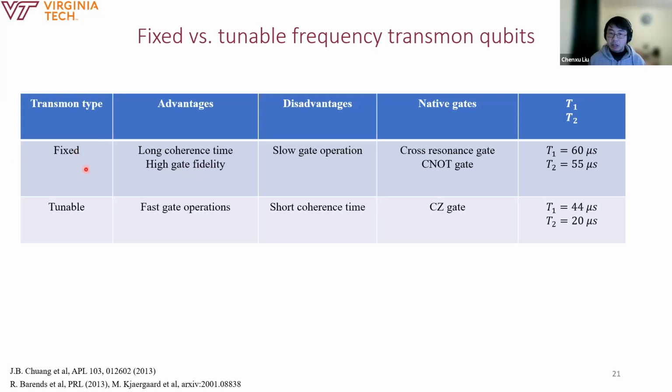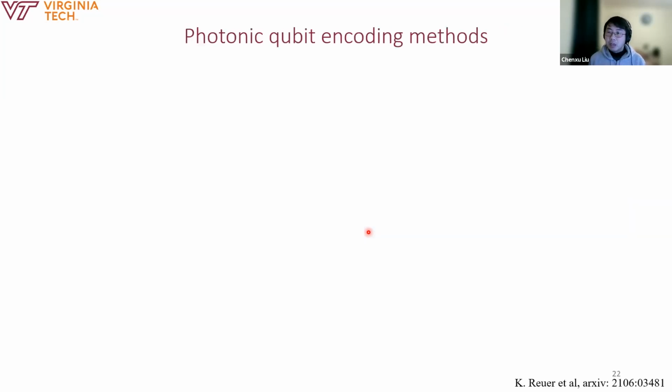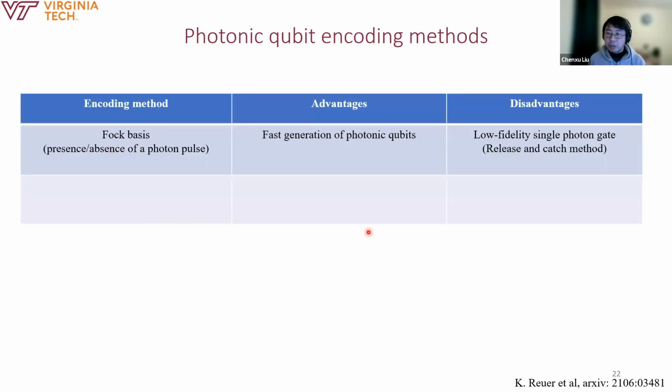Compared to the fixed-frequency transmon qubit, the tunable-frequency transmon qubit is in the opposite direction. They can have very fast gate operations, but usually they have shorter coherence times compared to the fixed ones. So in order to see which one is better, in the later part of my slides, we will work with different superconducting qubit systems to generate different types of microwave photonic graph states and see which one is better. Further, we also want to see what the best encoding methods are for different microwave photonic qubits. One of the most straightforward encoding methods is to use the Fock basis encoding.